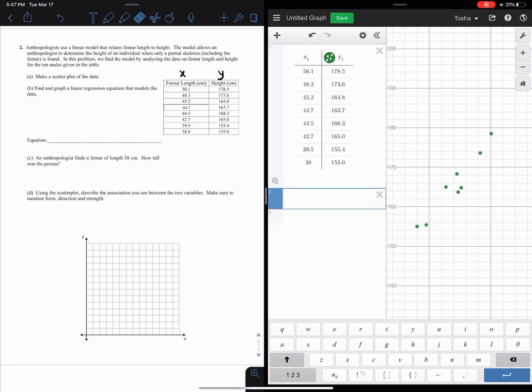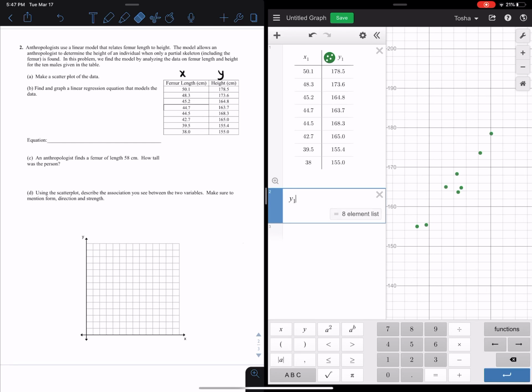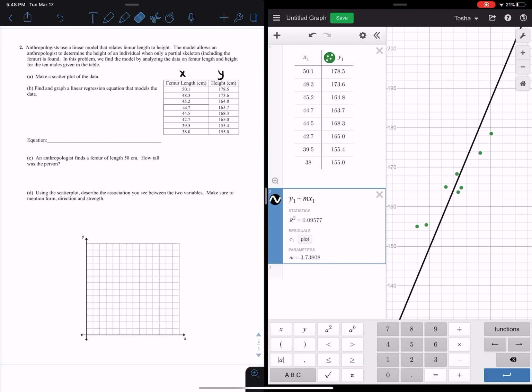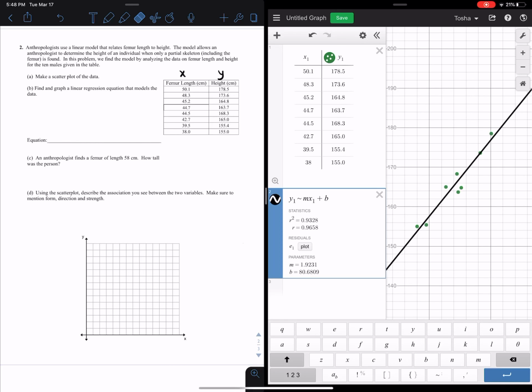So remember, it's y equals mx plus b, but we have to change it a little bit for it to be a regression. We're gonna put y1, and then we need to put the tilde because that tells us that it's not an exact equation. We're approximating where the middle of that data is. So we have y1 and then the tilde mx1 plus b.